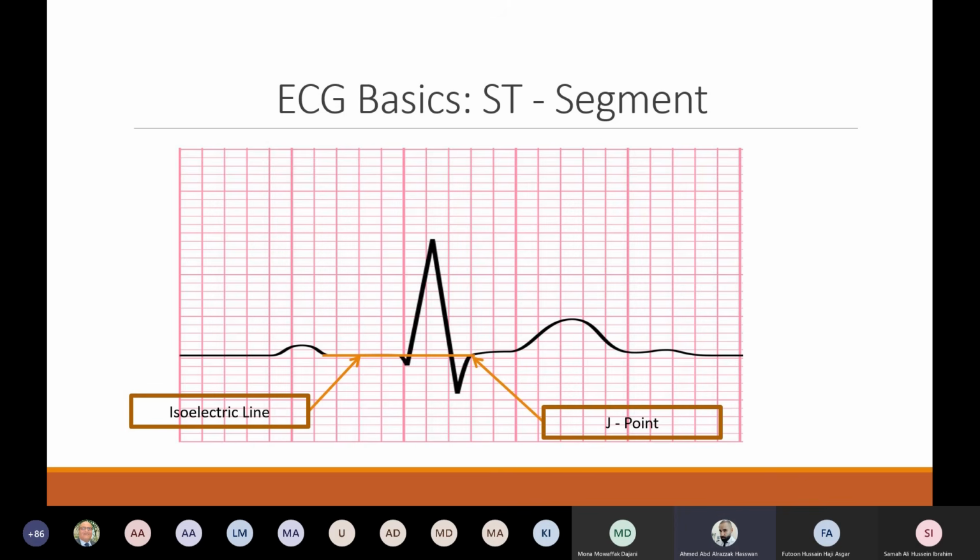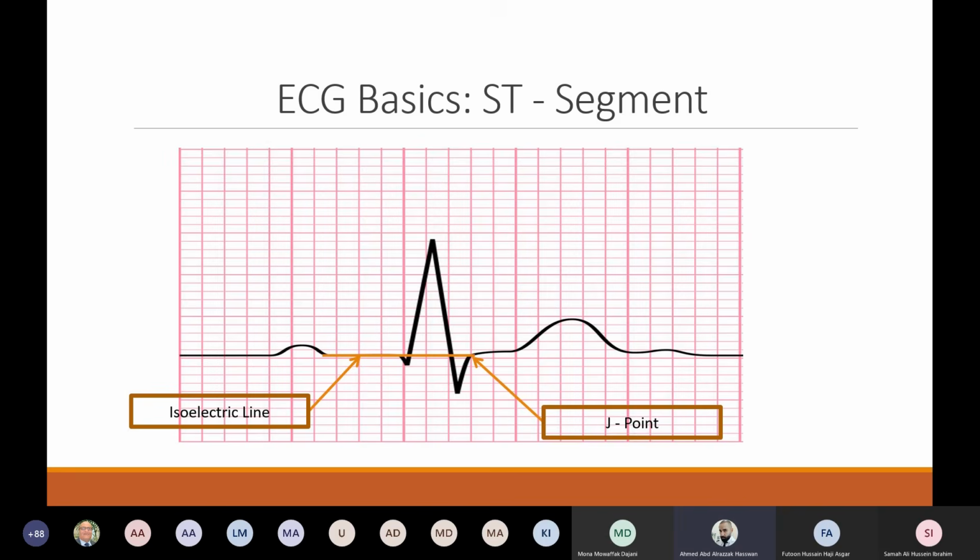Now I have something called the J point. The J point represents the start of the ST segment. This is the first positive deflection after the S wave. Usually this should be at the same level as the isoelectric line. Now I hope this is clear. This is just an introduction to some terms to make things clear when we start analyzing and interpreting the ECG.